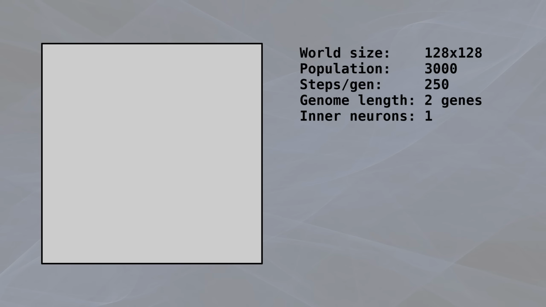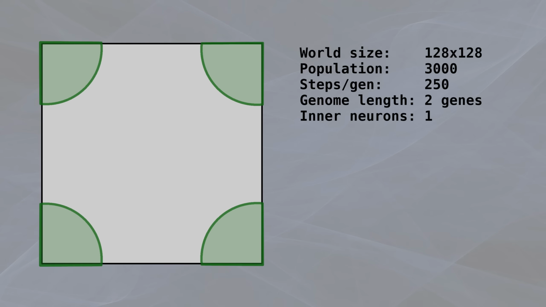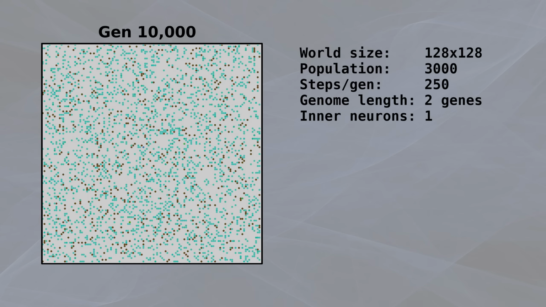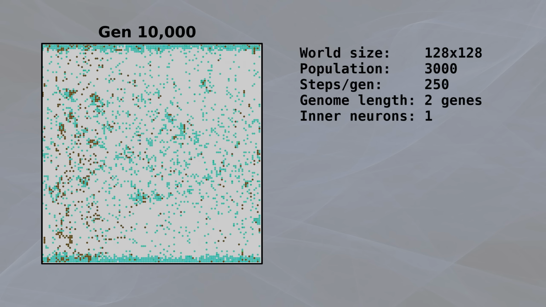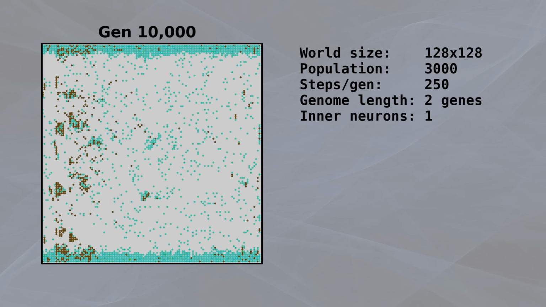For this run, the selection criterion will be that anyone who ends up in a corner will be allowed to reproduce. There's enough room in all 4 corners combined to allow all 3,000 of the population to reproduce if they can figure out how to get there. And it turns out that no matter how long we let them evolve, they never get very good at this. After 10,000 generations, here's all they could come up with.